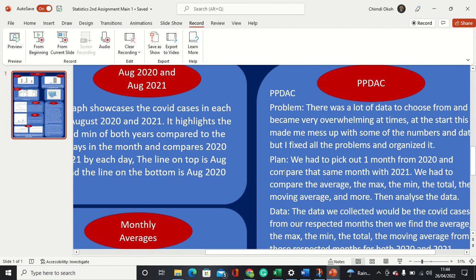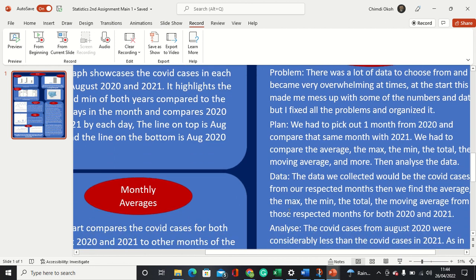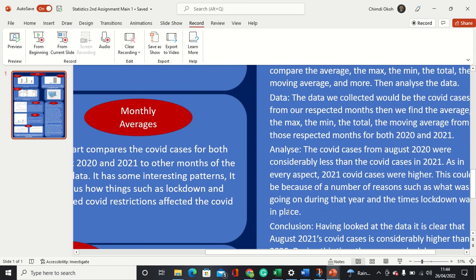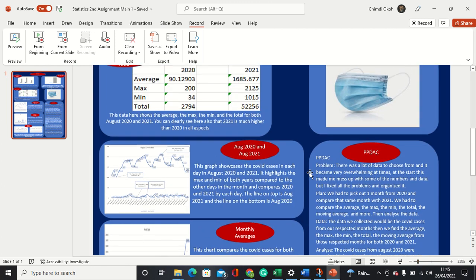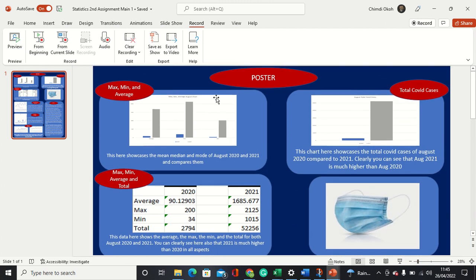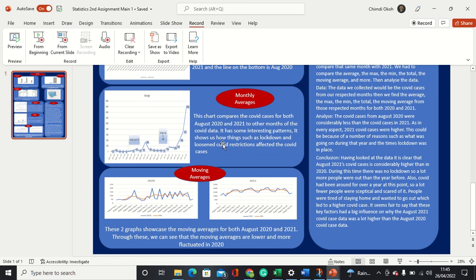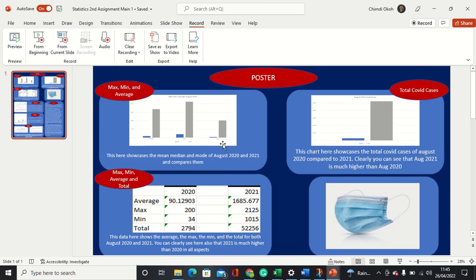This here is my problem, plan, data analysis, and conclusion. And that here is my poster for the second statistics assignment. That is everything there.